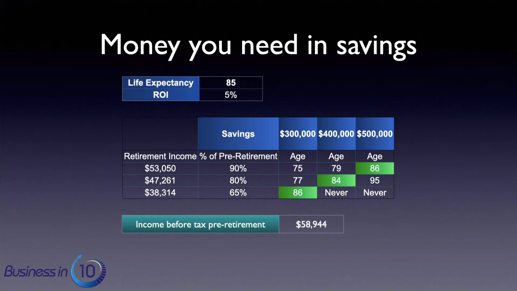The "never" in this table means you never run out of money. Meaning if you can live on 65% of your pre-retirement income and you have $400,000, you never run out of money. Or if you have $500,000, you never run out of money. So this table basically gives you a range of how much money you need based on the assumptions of this calculation. Now for your situation, let me take you to the online retirement income calculator.